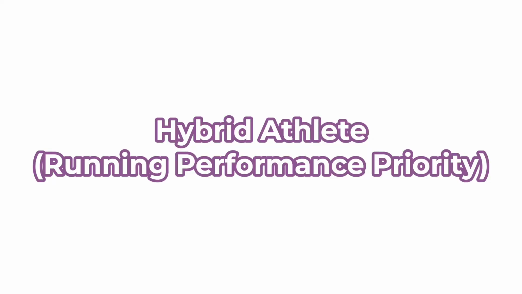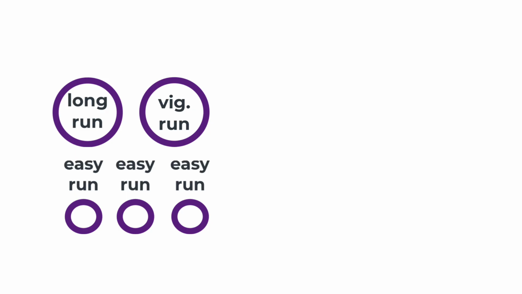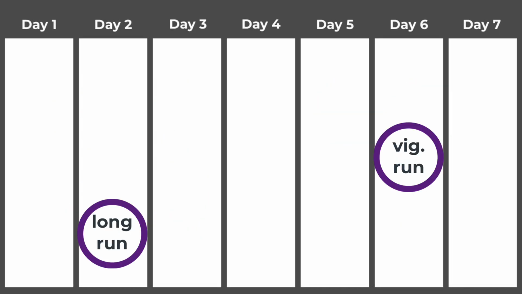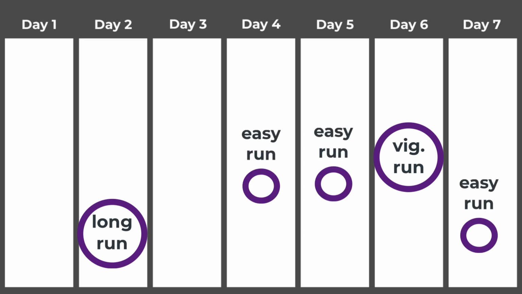We have our hybrid athlete who works out 6 days a week. They run 5 days a week, and they engage in 3 strength training sessions. Let's say this person prioritizes running. So we're going to schedule their hard runs first, and we'll put their long run on day 2 and their vigorous run on day 6 with plenty of recovery time in between those harder runs. Those are their hard effort runs with high RPE sessional scores. Then they also have 3 easy runs with a lower RPE sessional score.